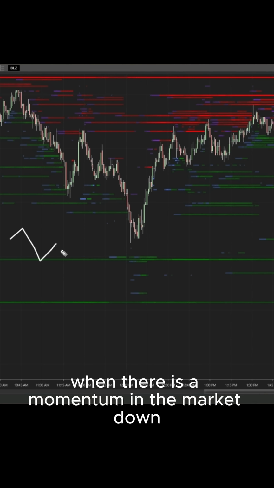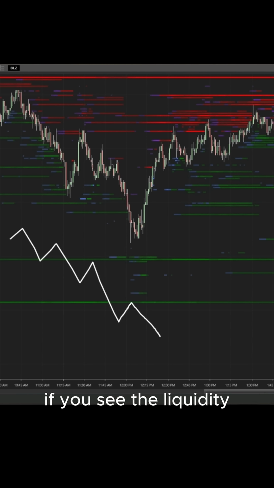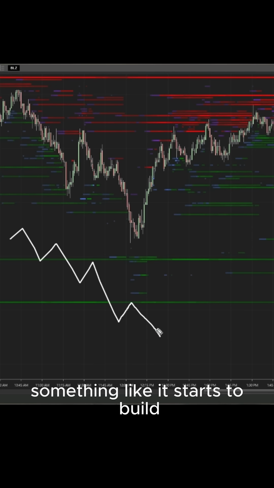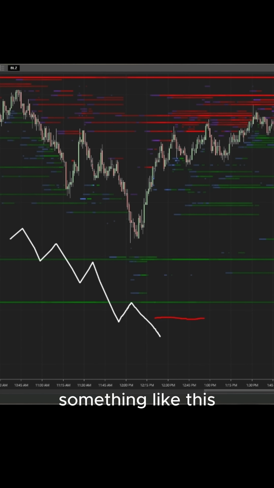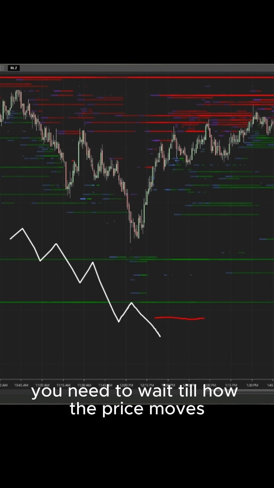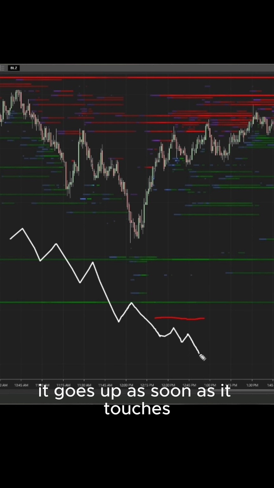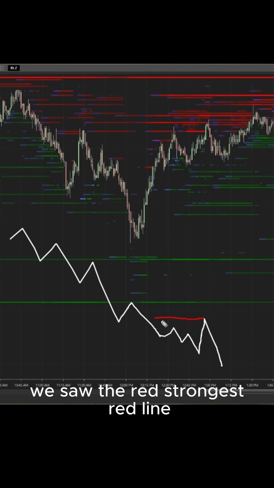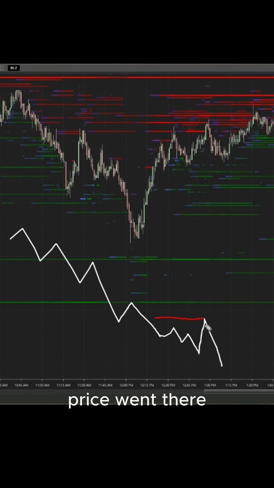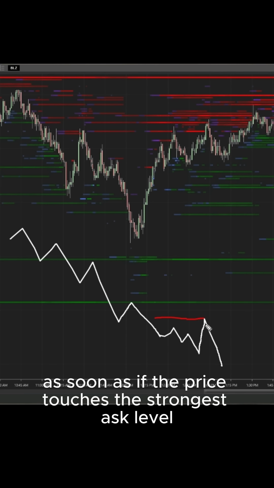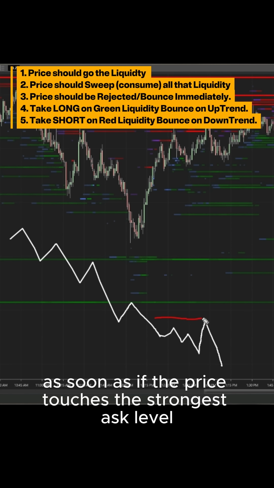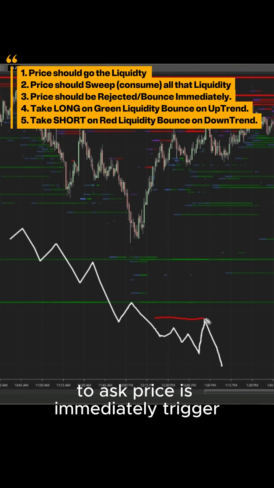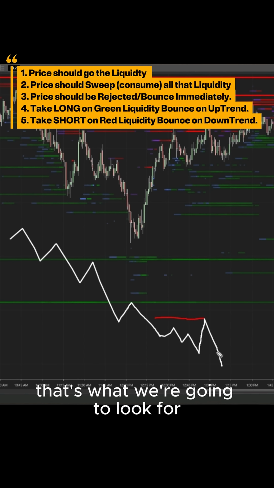When there is momentum in the market down, if you see the liquidity starts to build something like this, you need to wait and see how the price moves. Price moves down there, it goes up, and as soon as it touches, it comes back down. This is what we're going to use as we saw with the strongest red line. Price went to the liquidity. As soon as the price touches the strongest ask level, the sell orders are immediately triggered and price is coming down. That's what we're going to look for.